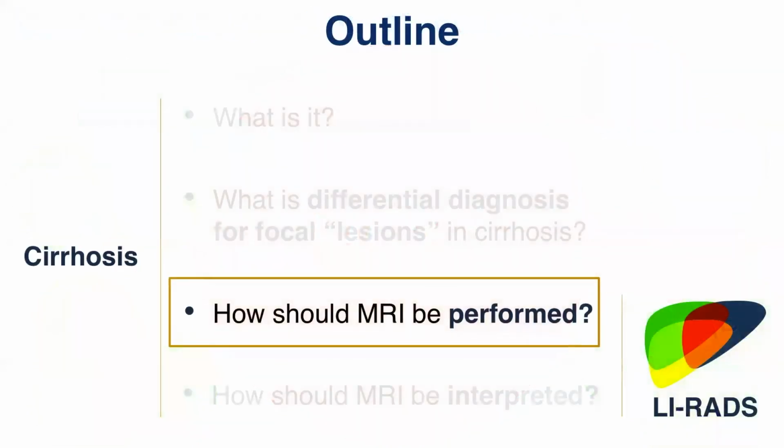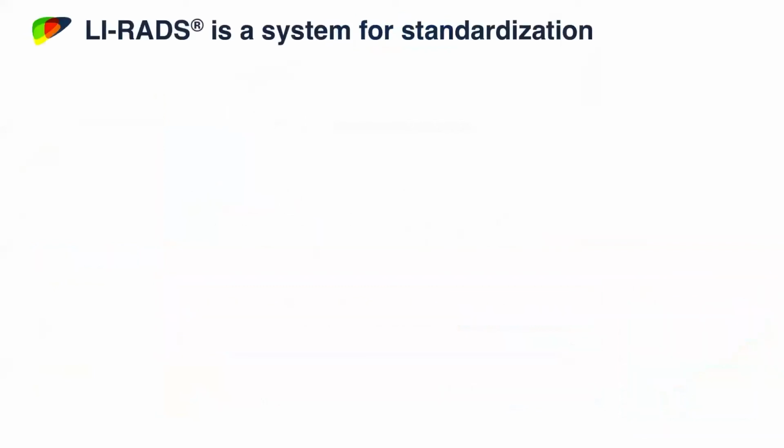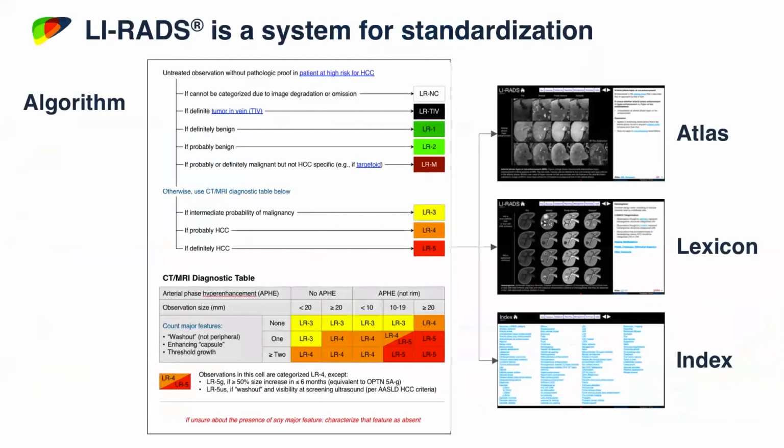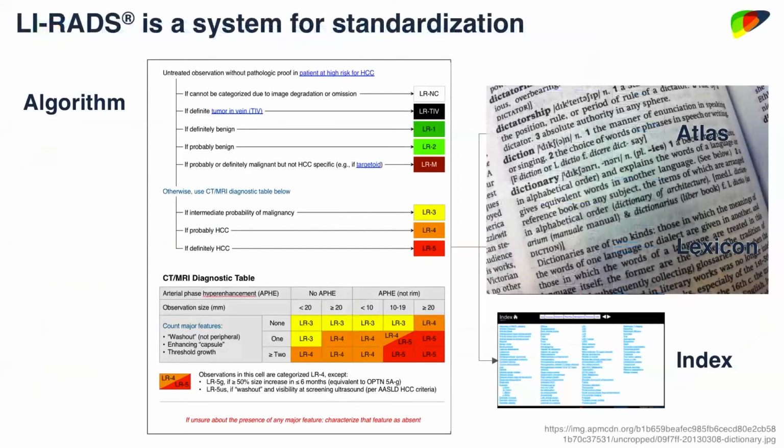So before we learn how to interpret it, let's just spend a little bit of time on how MRI should be performed. And we will now segue into LI-RADS for how MRI should be performed and how it should be interpreted. So first of all, what is LI-RADS? LI-RADS is a system for standardization. It has an algorithm, and the algorithm has a decision tree and a diagnostic table, which we'll talk about later. This algorithm is supported by an atlas, a lexicon, and it is indexed and hyperlinked. The atlas and the lexicon together are a dictionary, that provide words and terms as well as their definitions.